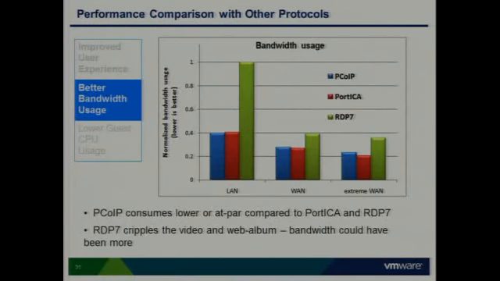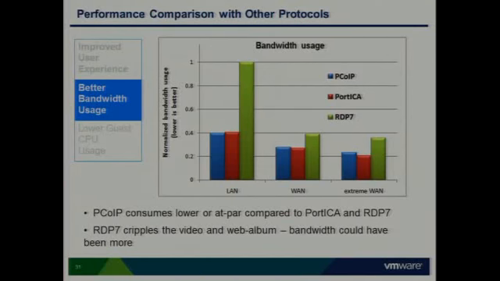Now let's look at the bandwidth usage. On the y-axis, we have normalized bandwidth usage. In this case, RDP is consuming the highest maximum bandwidth in LAN condition. So that is normalized with 1, and everything is scaled with respect to that. So in this case, we see that PCoIP is providing 60% better bandwidth usage compared to RDP 7.